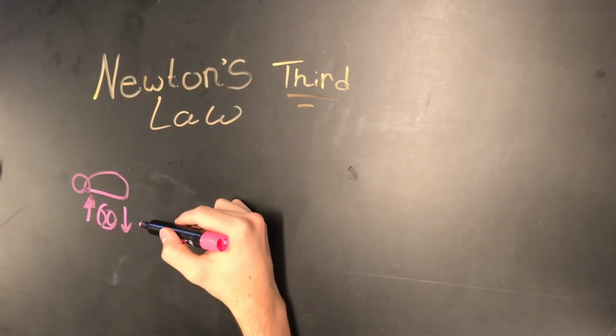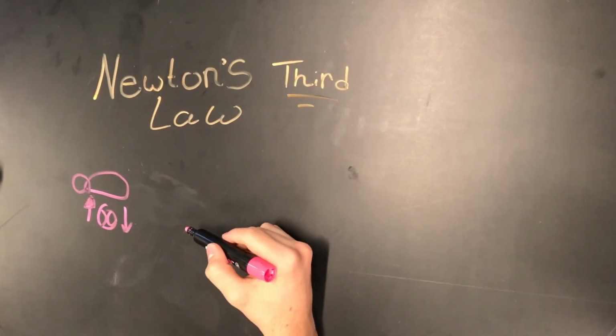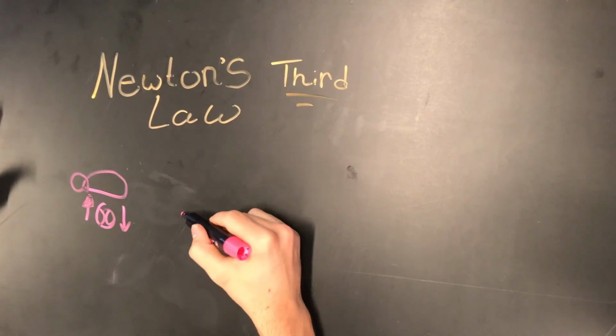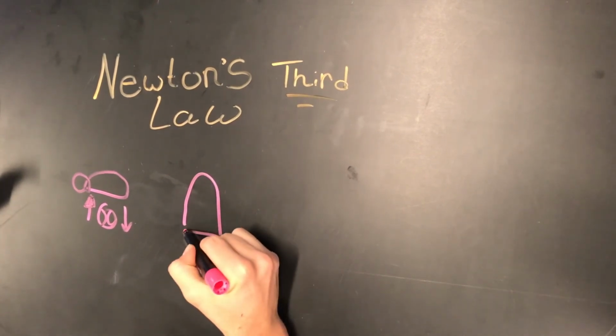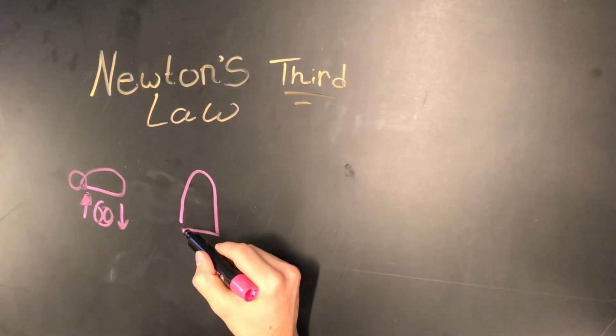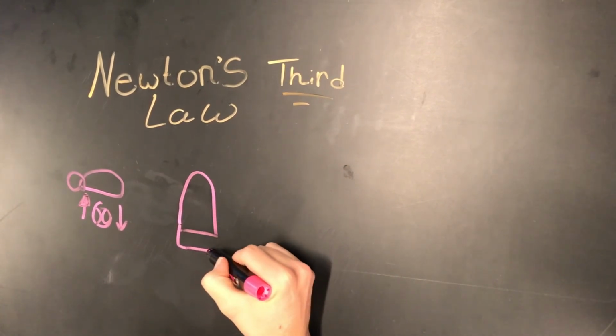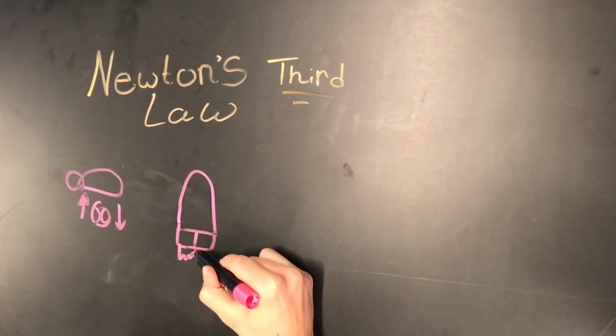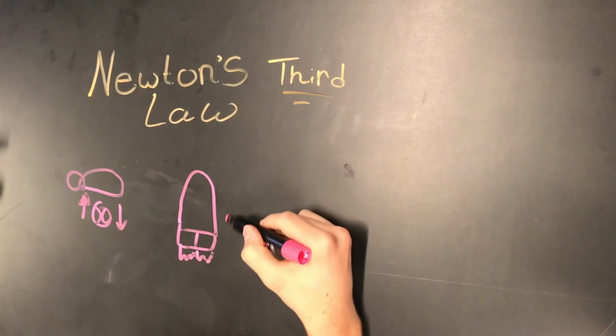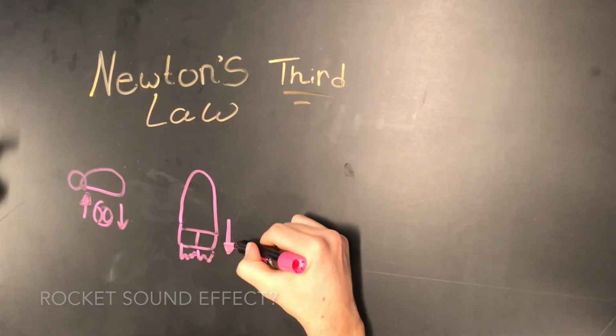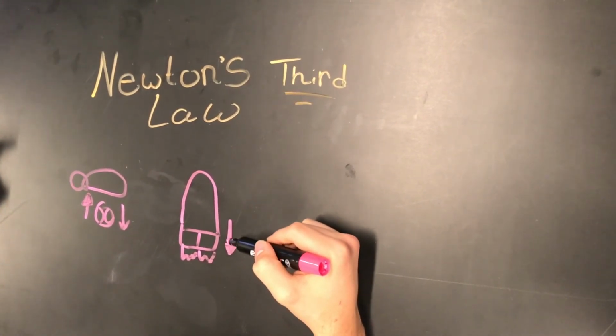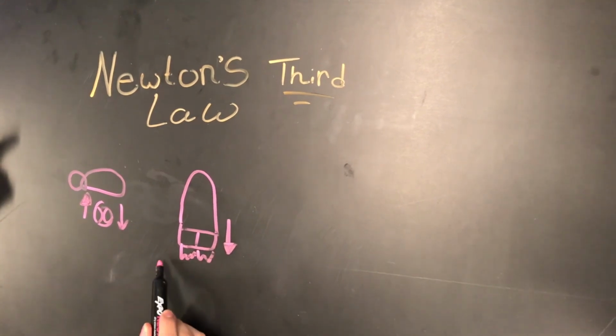Example 4 is that a rocket pushes down on the ground with the force of its powerful engines. And the reaction is that the ground pushes the rocket upward with an equal force.